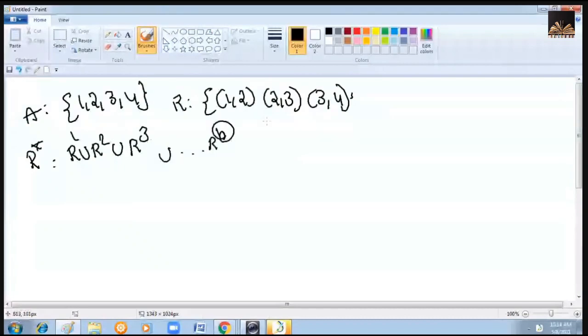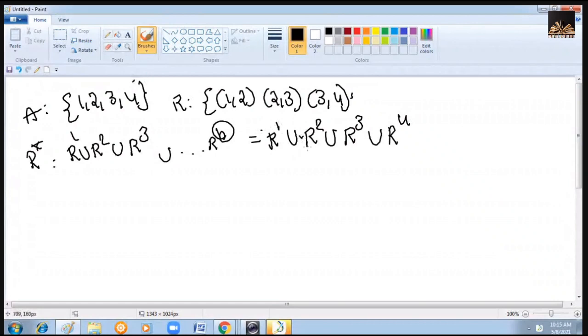So here how many elements do you have? 4. So it is equal to R power 1 union R power 2 union R power 3 union R power 4. You know how to calculate. R means the given relation only. What is R power 2? R of R. I explained it in the previous classes. R power 3 is equal to R power 2 of R. R power 4 is equal to R power 3 of R. Is it clear? Right.